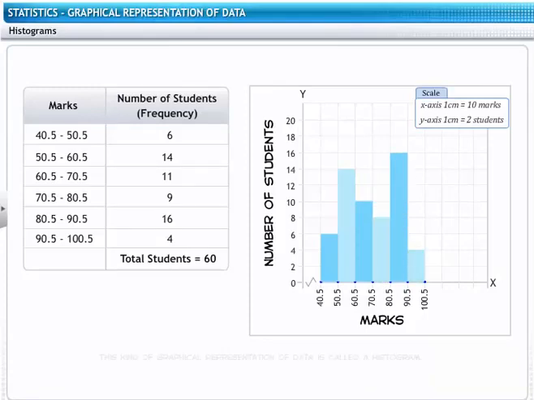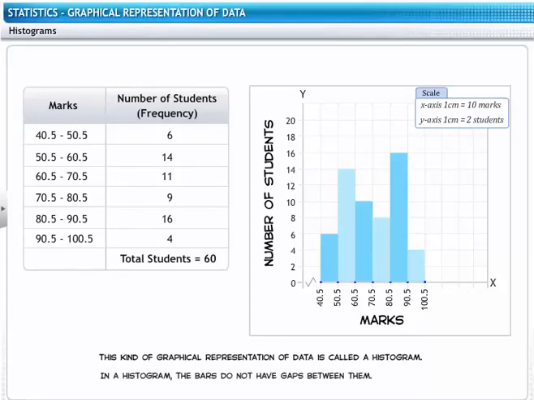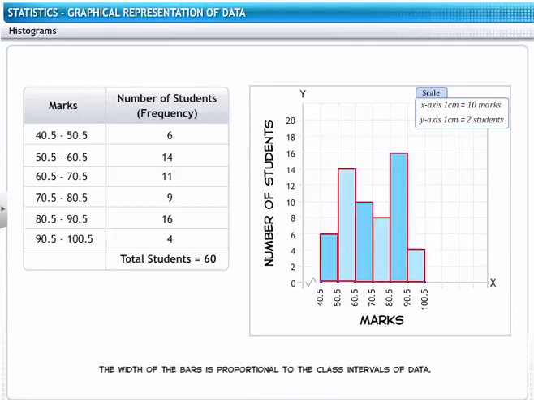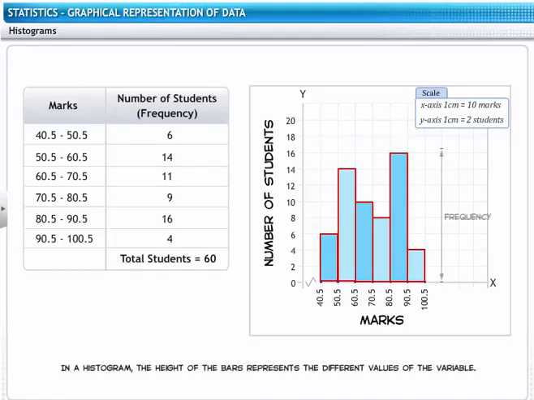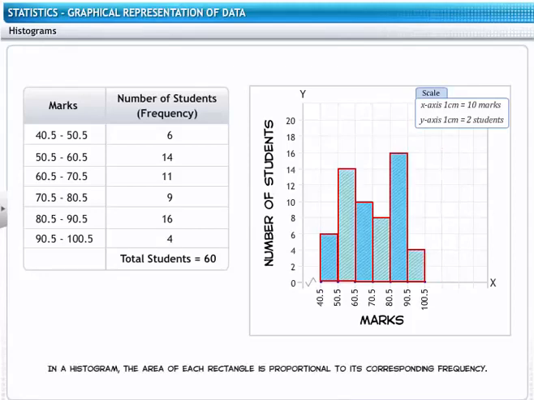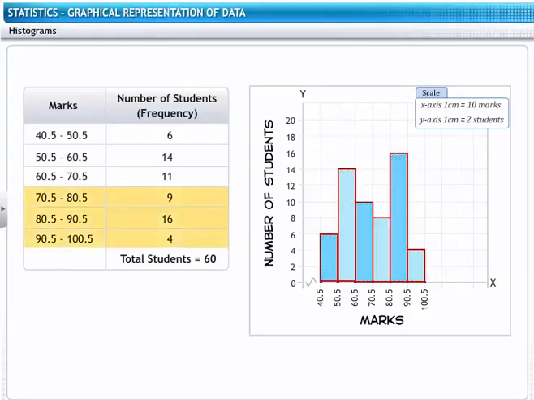This is the completed graph. This kind of graphical representation of data is called a histogram. Note that the bars have no gaps between them. The width of the bars is proportional to the class intervals of data. Since the class intervals have the same width here, all bars have the same width. The heights of the bars represent the frequencies corresponding to the different class intervals. The area of each rectangle is also proportional to its corresponding frequency.